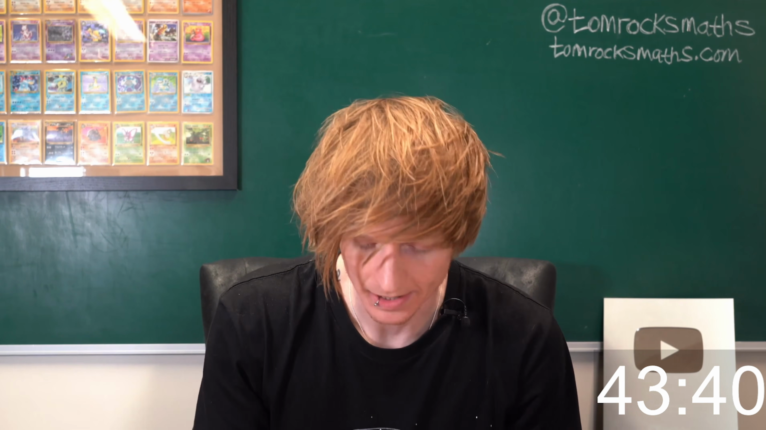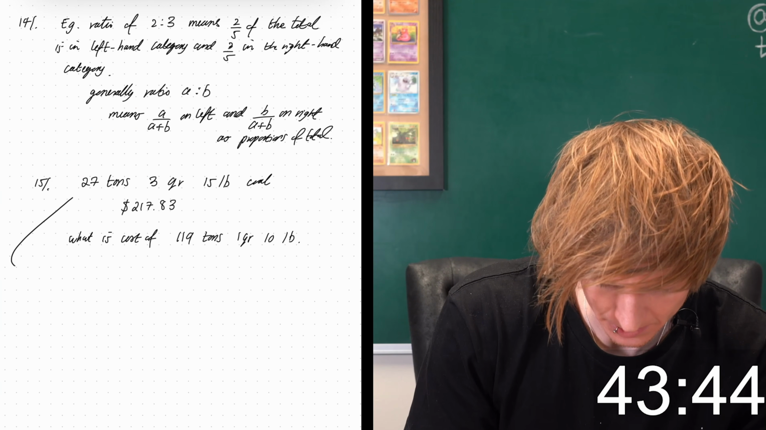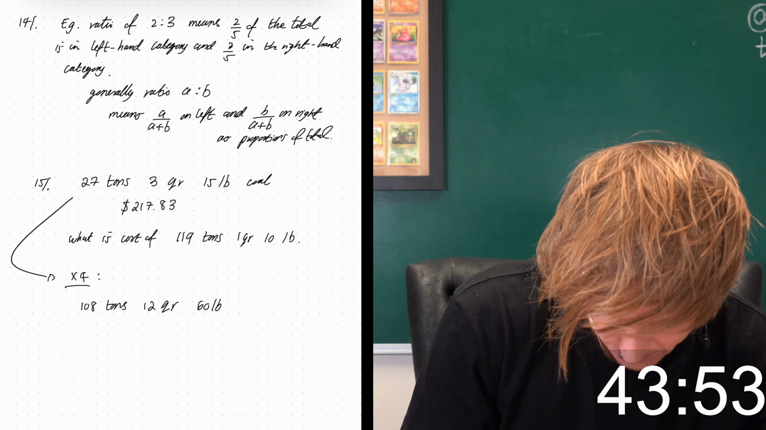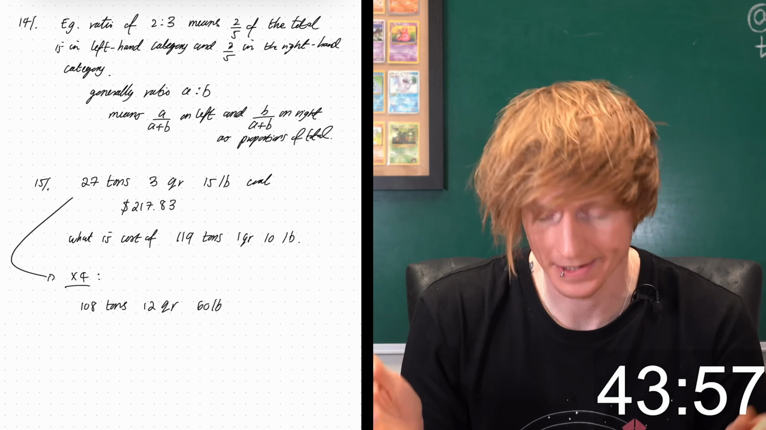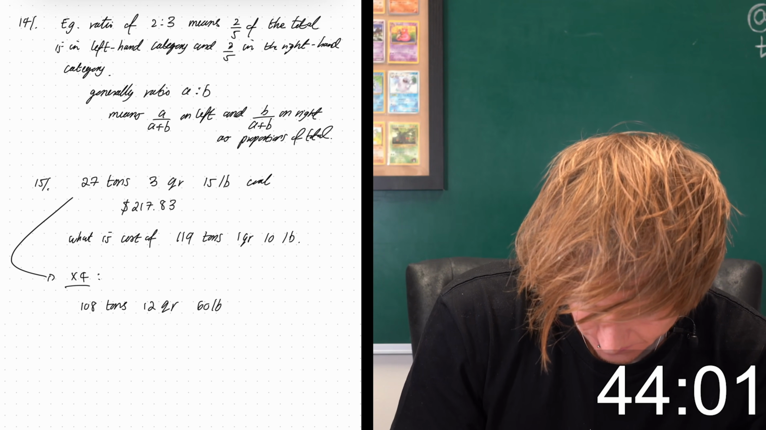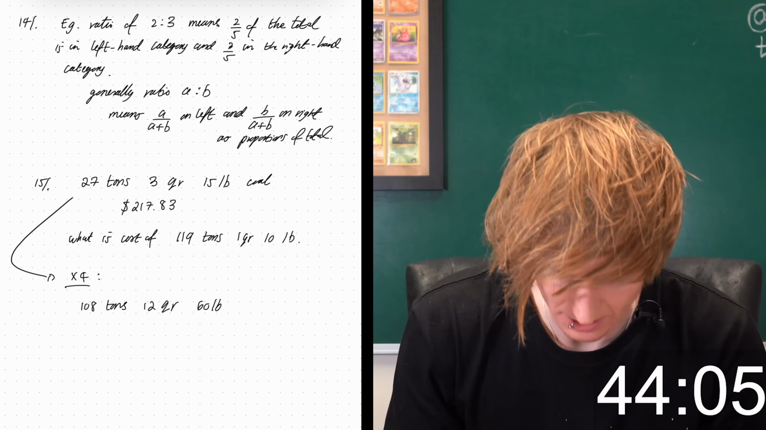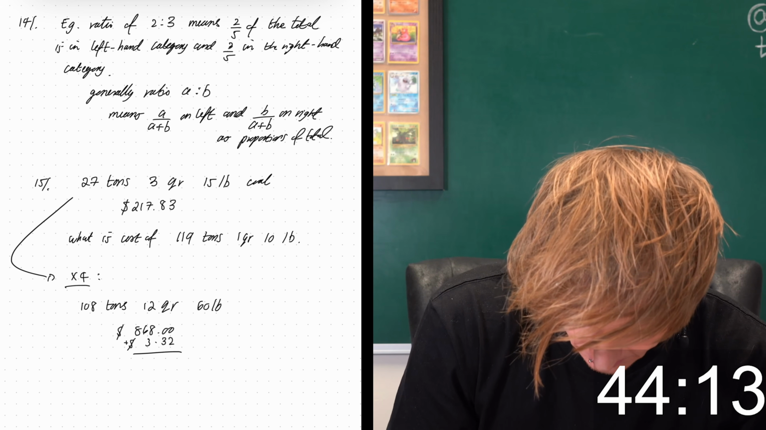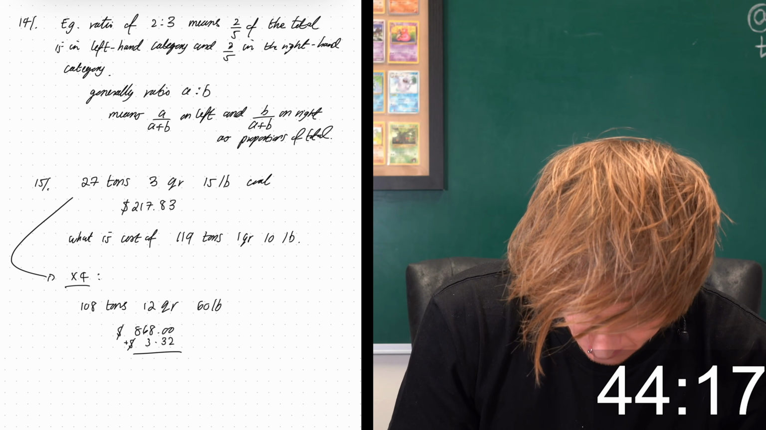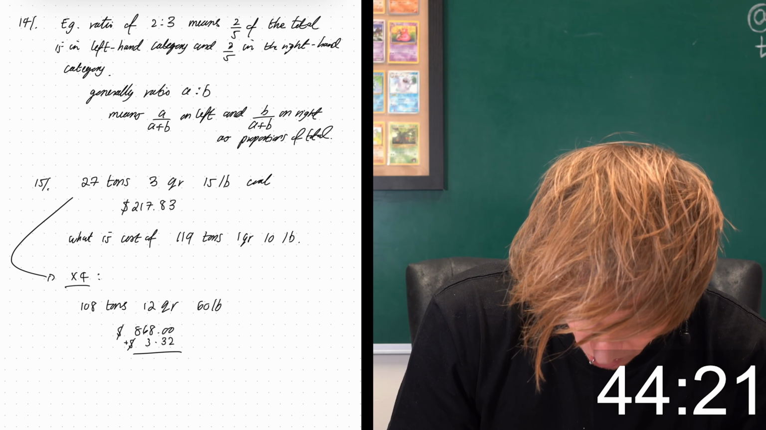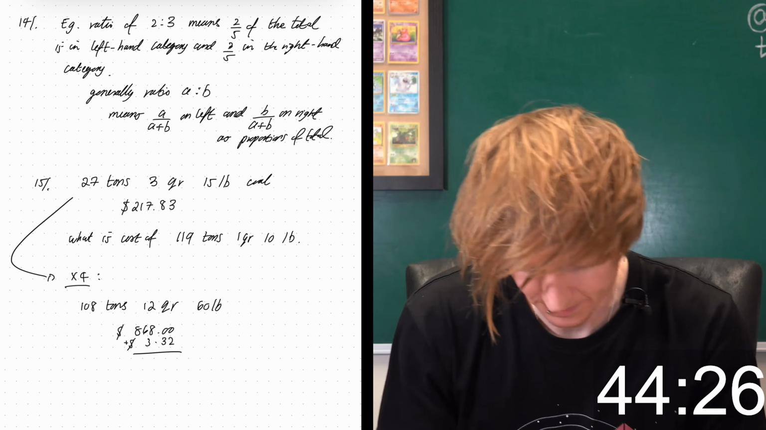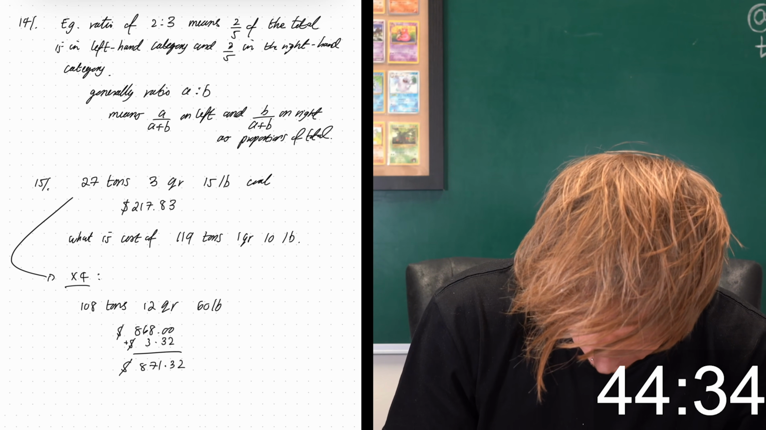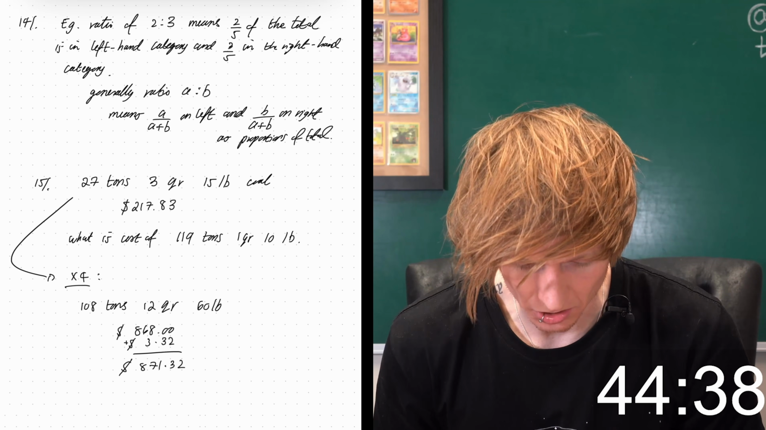So I'm going to multiply by 4 to start with. If I take the above and multiply everything by 4, then we've got 108 tons, 12 QR, whatever that means, and 60 pounds, and that's going to cost 4 lots of 217.83. All right, so I'm going to have to work that out. So that's 868, and then 83 cents times 4 is 332, I think. Right, 83, yes, plus that. Okay, so it's 871.32. Right, so now we need an additional something.